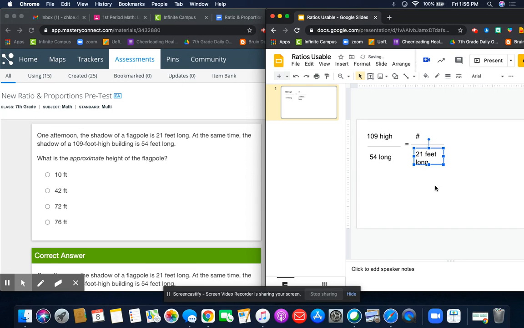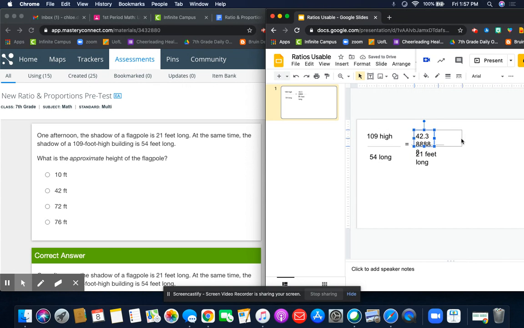21, I'm not sure what I just said, sorry. 21 feet long, and I'm looking to solve for x up here. So, again, we're going to cross multiply and divide. 109 times 21 gives us a value of 2,289. Divide that by 54. I get 42.38 forever and ever and ever.